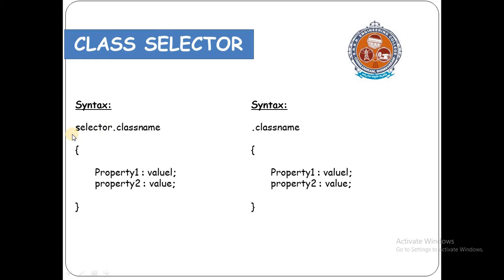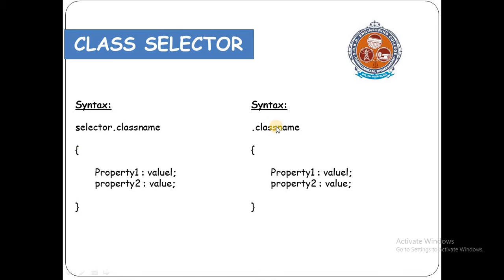So this is a selector. Selector means nothing but which tag we want to use it for. If we want to use it for the paragraph tag, use p dot class name. The class name is what we give in the attribute: class is equal to class name. If you give p dot class name, these properties will be applied wherever we use the class in paragraphs; all the paragraphs will get it.